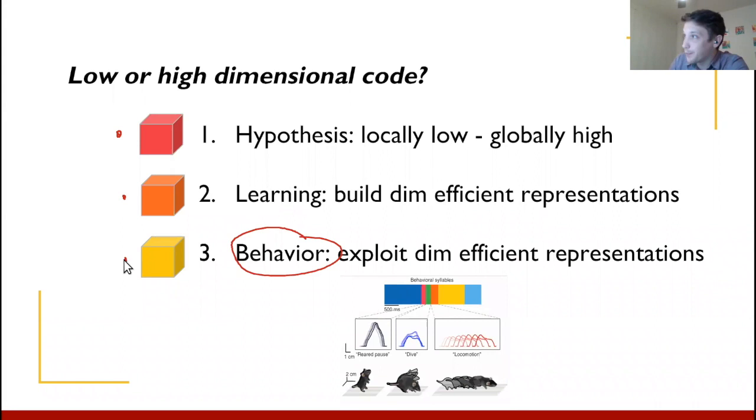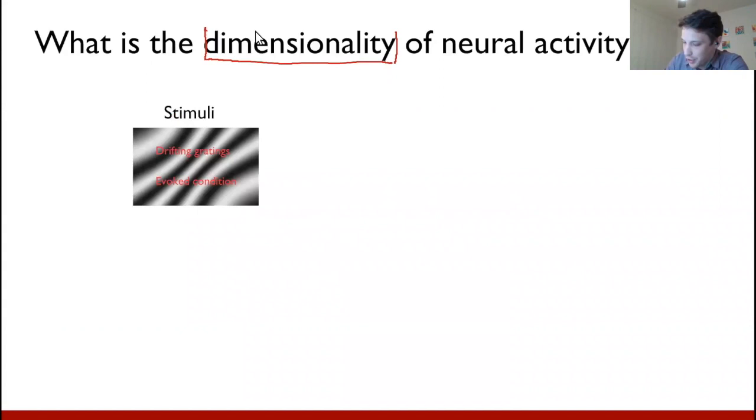Okay, let's start with the definition of dimensionality. There are many definitions. I've been studying this topic for a while now. It's quite interesting. But here is an operative definition. Consider an experimental setting where an animal, such as a mouse, is provided with some stimuli.